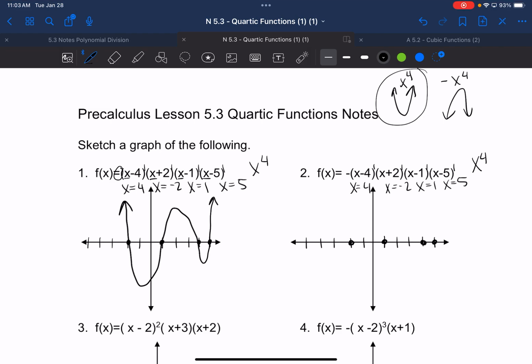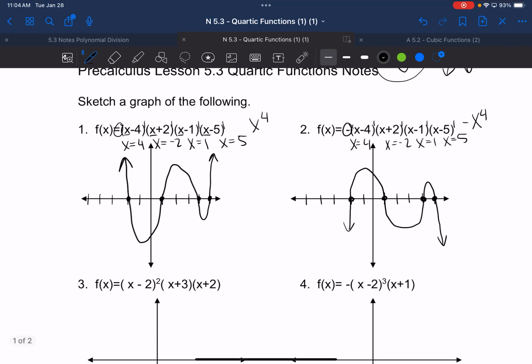But what's different about this one? It's got a negative in front. And what did we say that does to our graph? Flips it over. So instead of my arrows pointing up, my arrows now point down, and I pass through those points. So it looks something like this, right? Okay. All right, let's do another one.